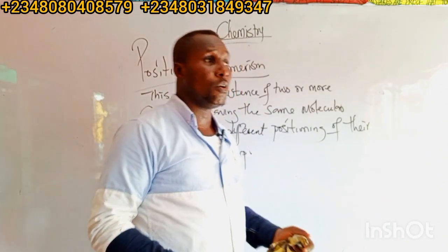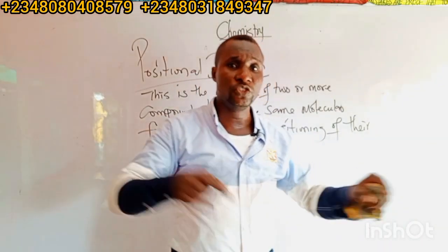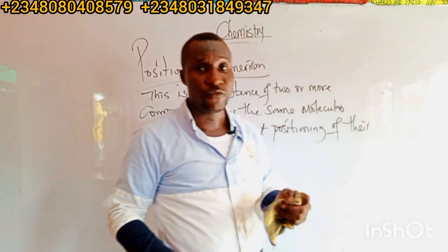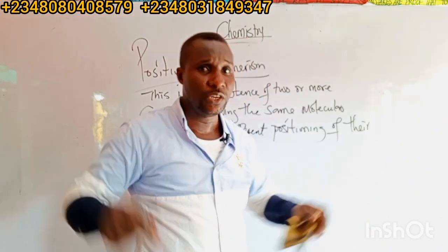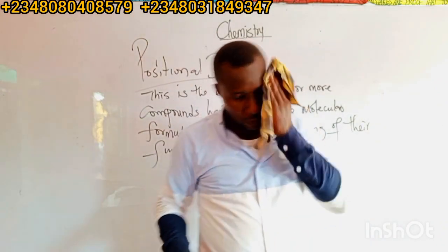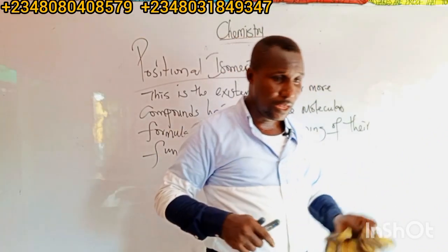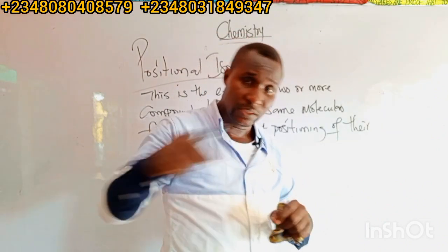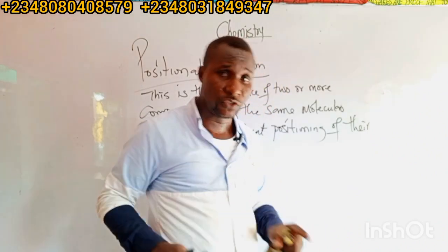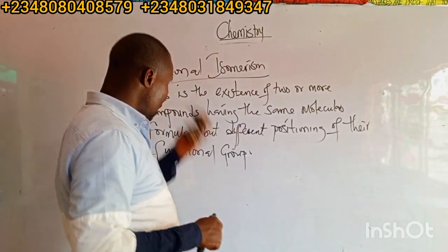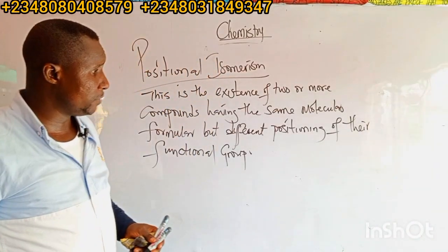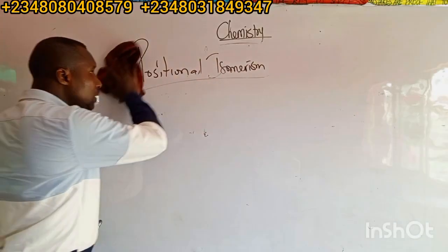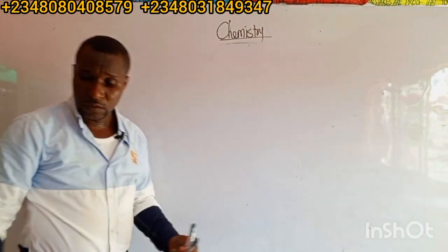When you have two or more compounds with the same molecular formula and the same functional group, but the positioning of the functional group is different, that is position isomerism. When you have two or more organic compounds having the same molecular formula, the same functional group, in which the positioning of the functional group is different, that is positional isomerism. Let me give you an example. Have you written this? I hope you've written that. Position isomerism. Look at this.